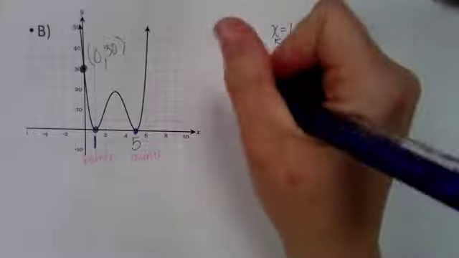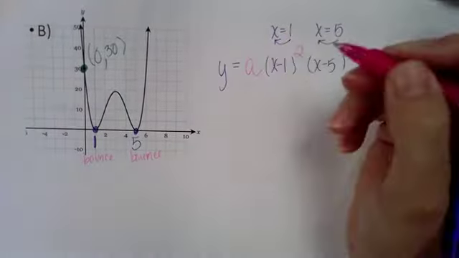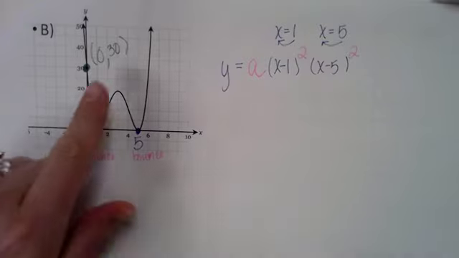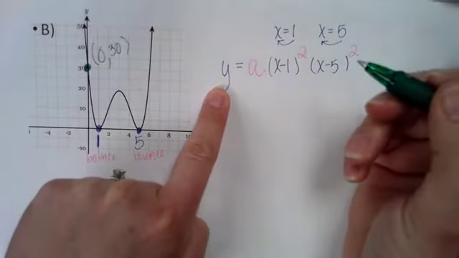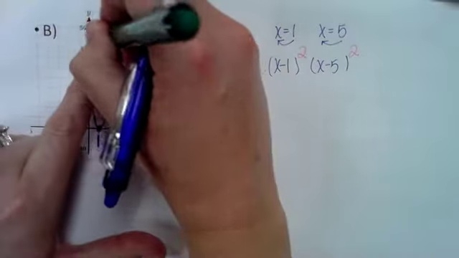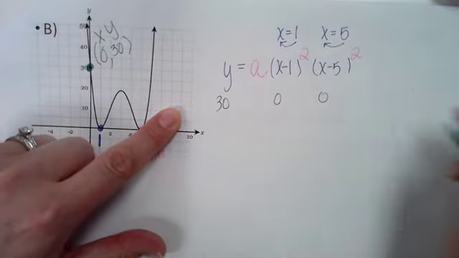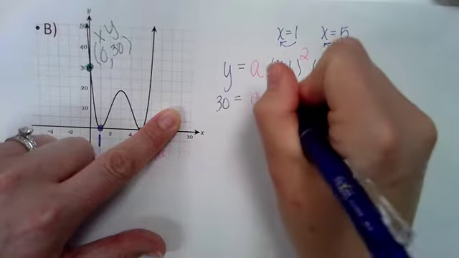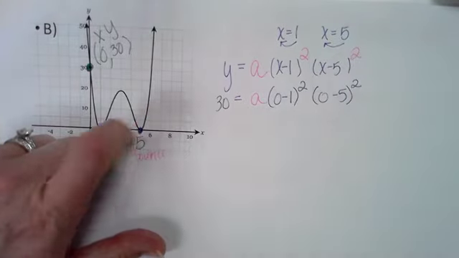So now we need to write a specific equation. What's missing? A. So we have to solve for A. We pop in a number in front, a multiplier in front, and that's going to make sure that our graph passes exactly where we want it to. What are we going to plug in for Y? 30. And we're going to plug in a 0 for X. So I have 30 for Y and 0 for my X's. And that's going to allow me to solve for A. 0 minus 1 squared, 0 minus 5 squared.